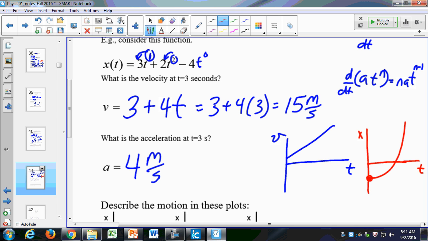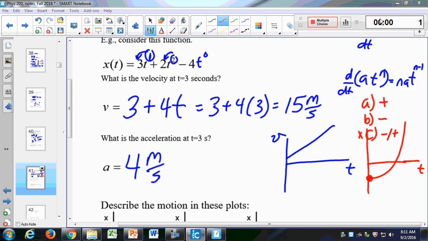Let me ask that question as a clicker. Is the slope for this red line, is the slope positive, always positive? Is it always negative? Or is it sort of transitioning between negative and positive? The slope of this line, this function, is it always positive? Is it always negative? Or is it sometimes positive, sometimes negative?